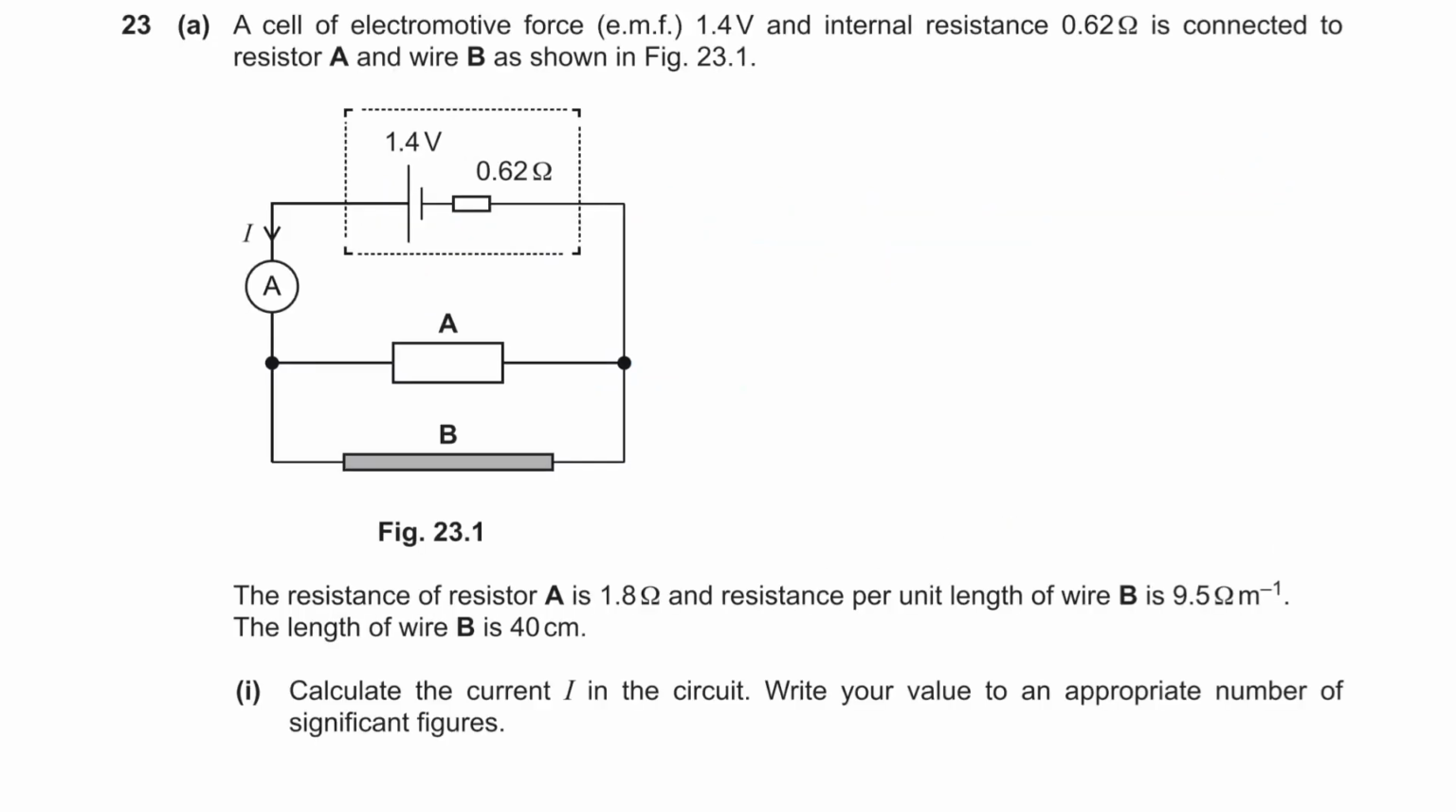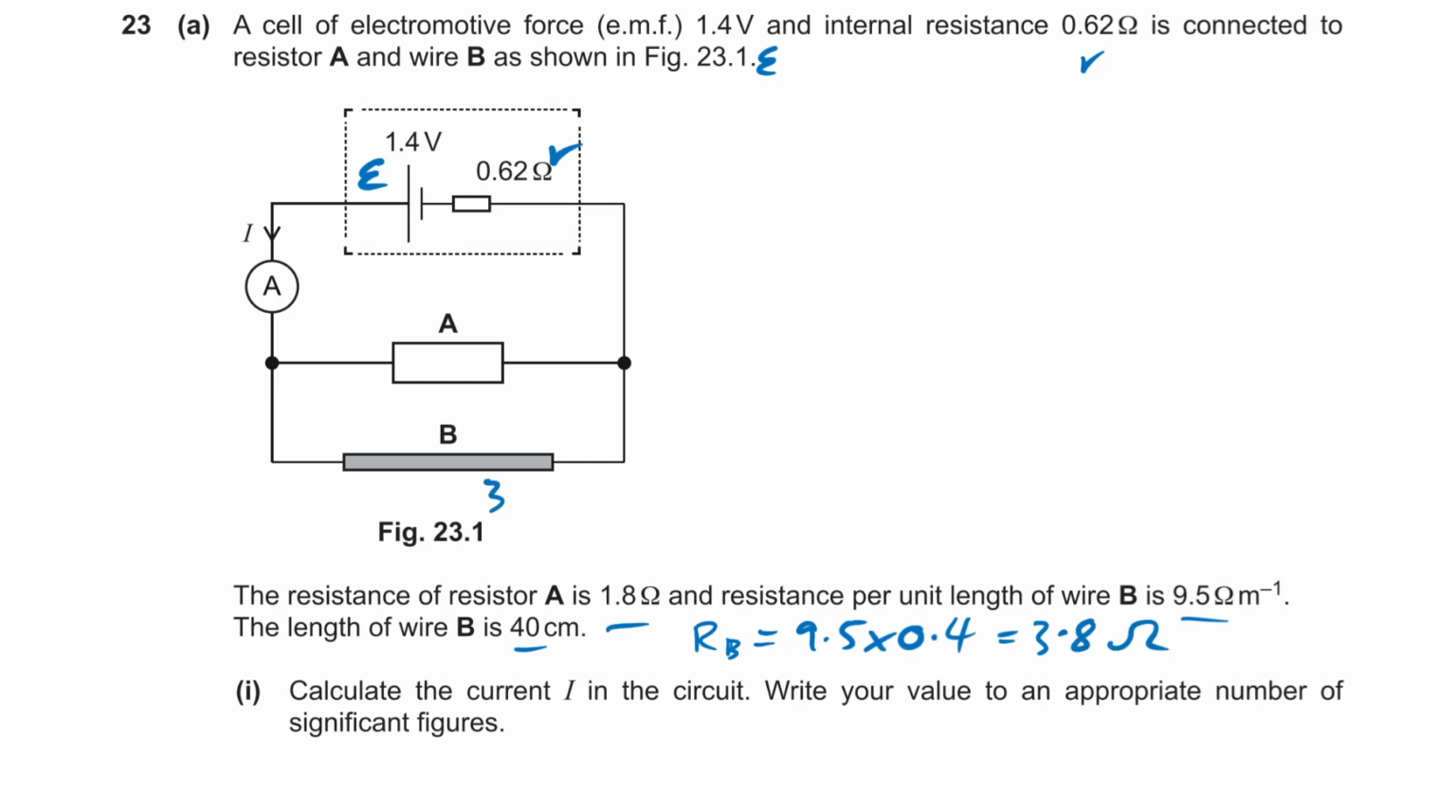23, we have a cell, and we have an internal resistance, so that's little r, and we have an EMF of 1.4 volts, that's epsilon. We have the resistance of A, and basically we can find out the resistance of B, so let's do that first. 9.5 ohms per meter, times that by 0.4 meters, and it gives us 3.8 ohms.